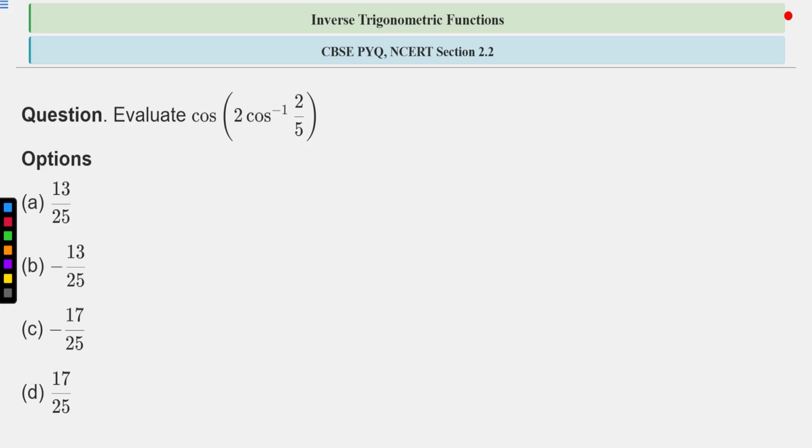Okay, again, the hint of this question is, see, cos of 2 cos inverse 2 by 5, right? So you can take cos inverse 2 by 5 as theta, right? And you will write 2 cos inverse 2 by 5 in terms of angle, right? Clear? After that, you can easily find the value of the given expression, right? So again, I'm giving you 10 seconds to solve or think about this question. After that, we'll move to the solution part, right?